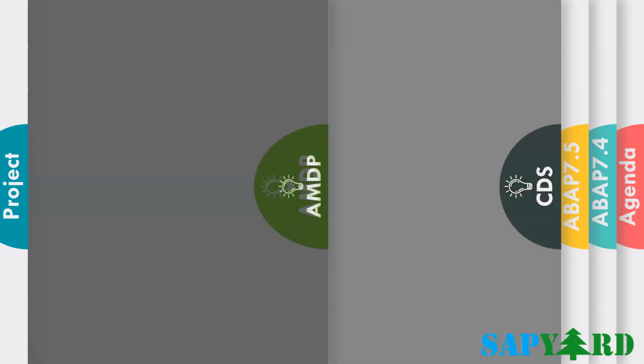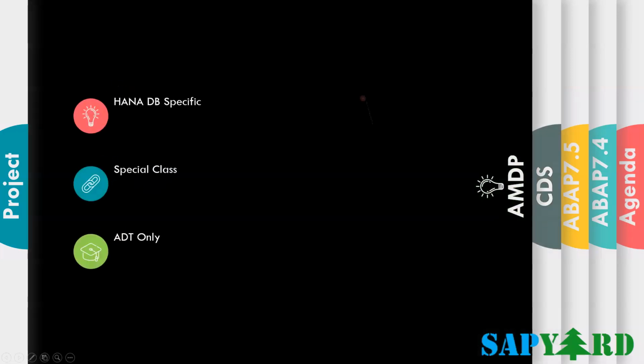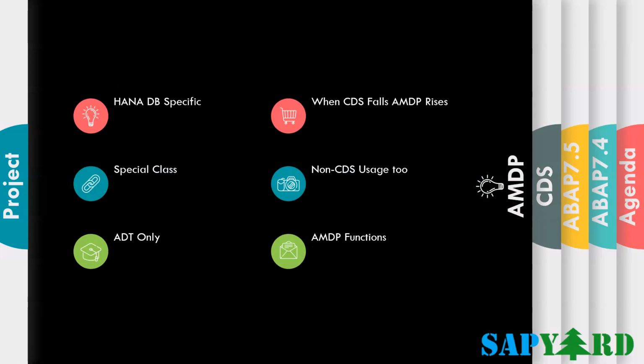Code pushdown or code to data paradigm was the buzzword when SAP introduced the in-memory HANA database. Throughout the training, we will learn how we push the code either by SAP ABAP SQL or CDS, and both are database independent. But AMDP, that is ABAP Managed Database Procedure, is HANA database dependent.